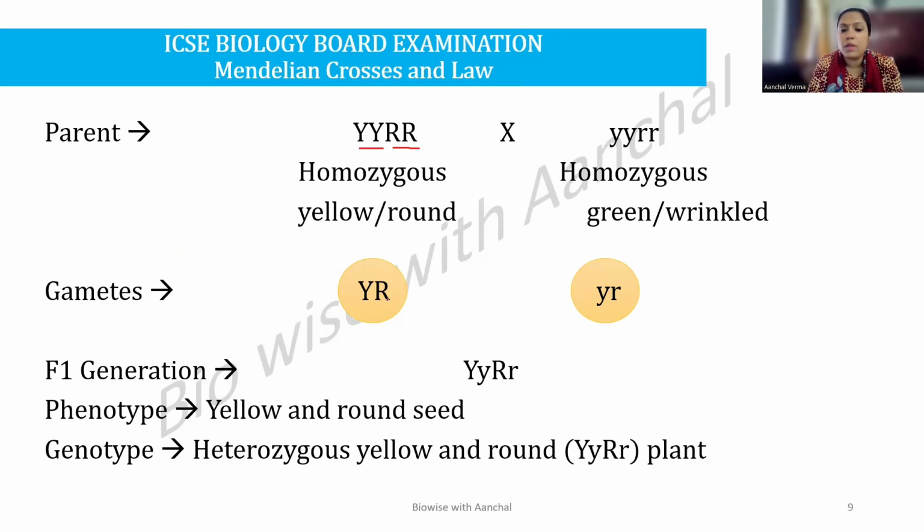Now here gametes, since they are having the same type of alleles, you have only one type of allele formed. Though they will also form different gametes, all will be of the same kind. So when they combine, they form a heterozygous F1 generation, which is the same. All the F1 progeny will be the same. They will be showing the parental dominant trait, that is yellow and round.